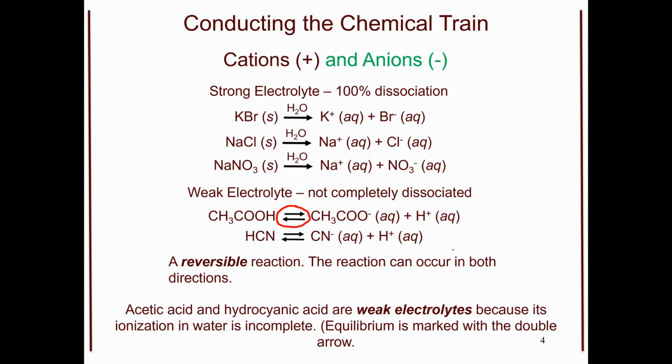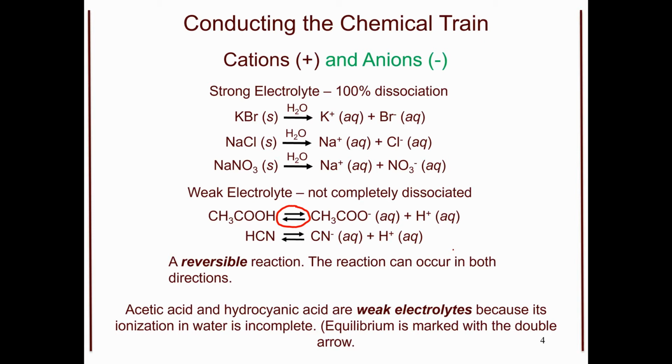Another example of this is HCN. This, when put into solution, forms our cyanide anion and H+, but it does so in a small amount and would prefer to be as the HCN in solution. This is what we call a reversible reaction. This means that the reaction can occur in both directions.